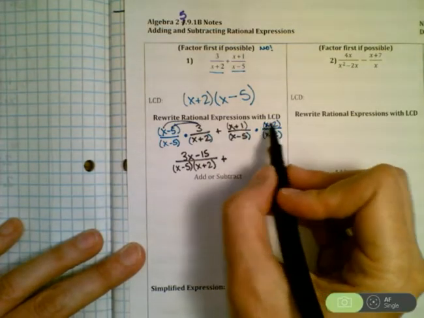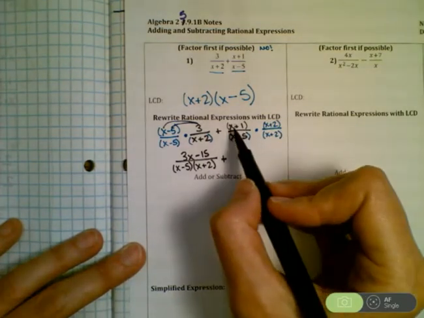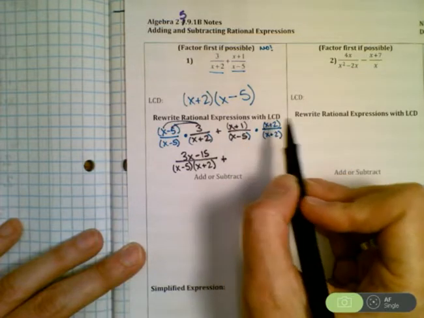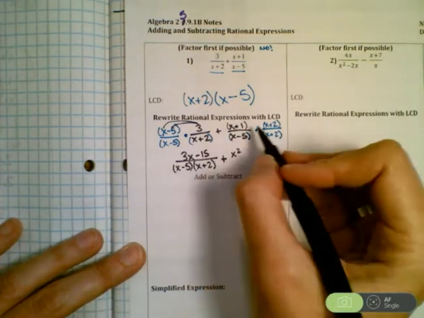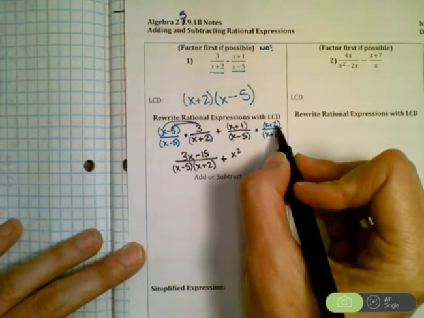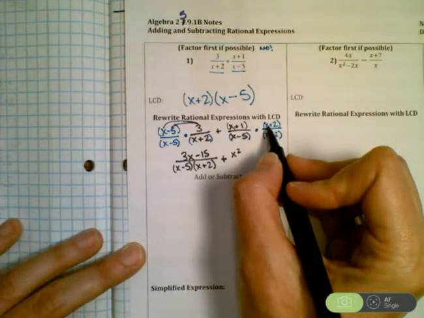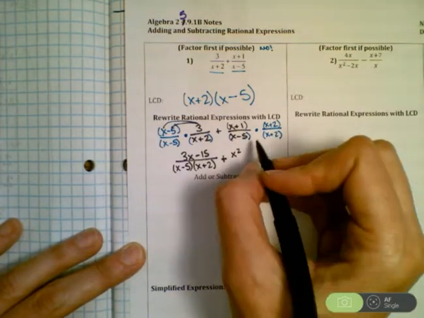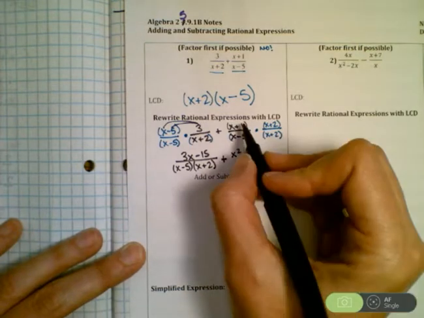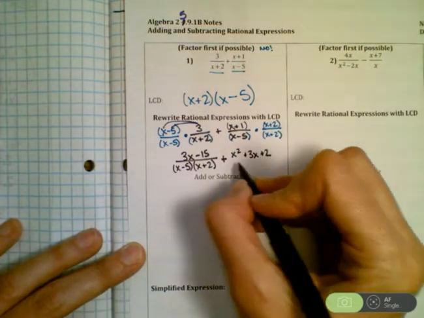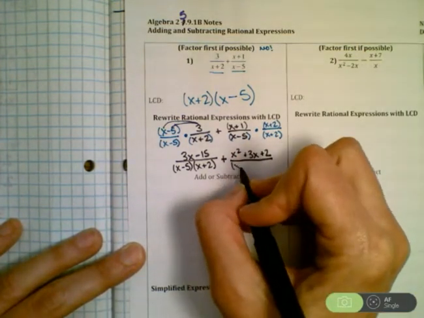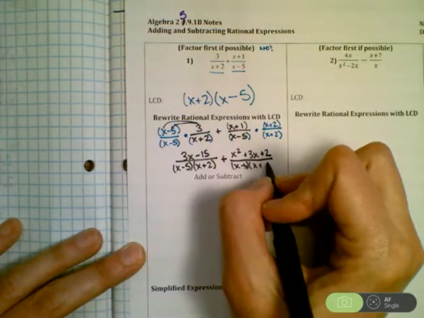So when I simplify that, I'm actually going to make a box or use FOIL. So first times first is x squared. X times 2 is 2x plus 1 times x, or 1x. 2x plus 1x is 3x. And then 1 times 2 is 2 over, again, my common denominator.